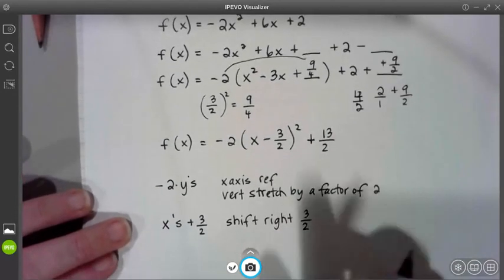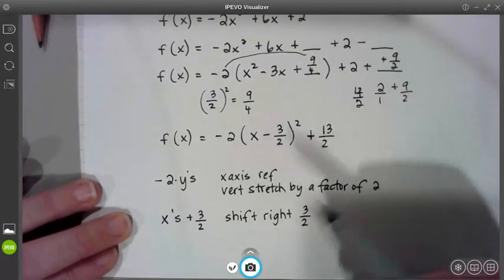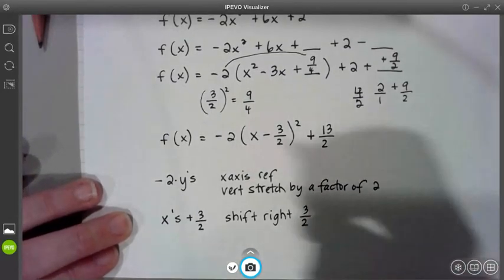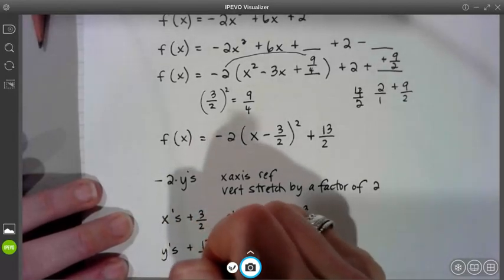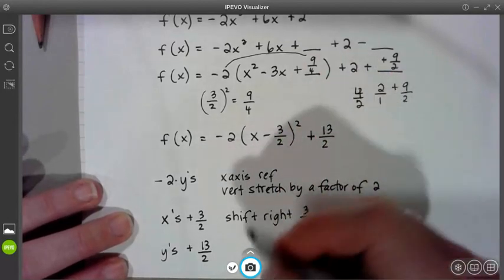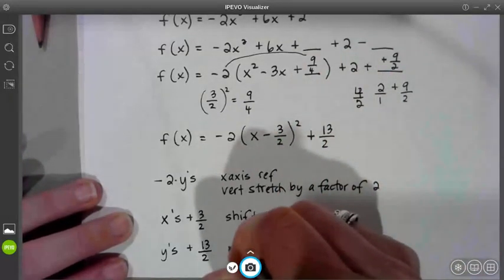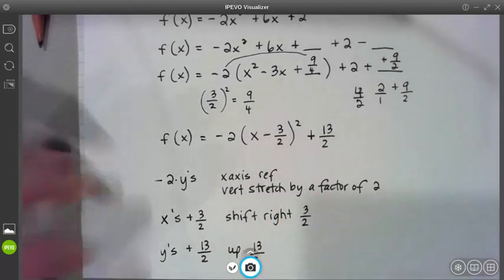All right, and then last, this plus 13/2 is on the outside. So who are you really adding that 13/2 to? The y coordinate. So that would be the y's plus 13/2. So that would take the whole parabola and move it up 13/2, or 6.5 units. Okay, and those are the transformations.